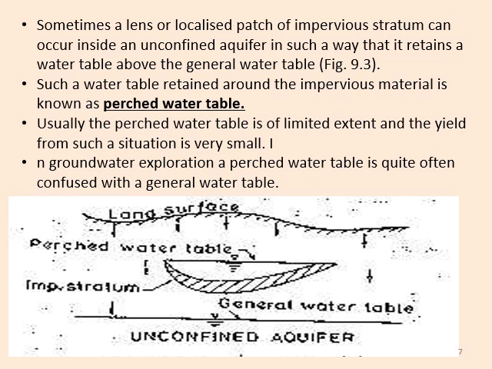So the yield will be less. In groundwater exploration investigation, a perched water table is quite often confused with a general water table. So an engineer or workers may be confused that from this area we will get a small quantity of water, but here is the actual level of the groundwater table, where we can get so much quantity of water.